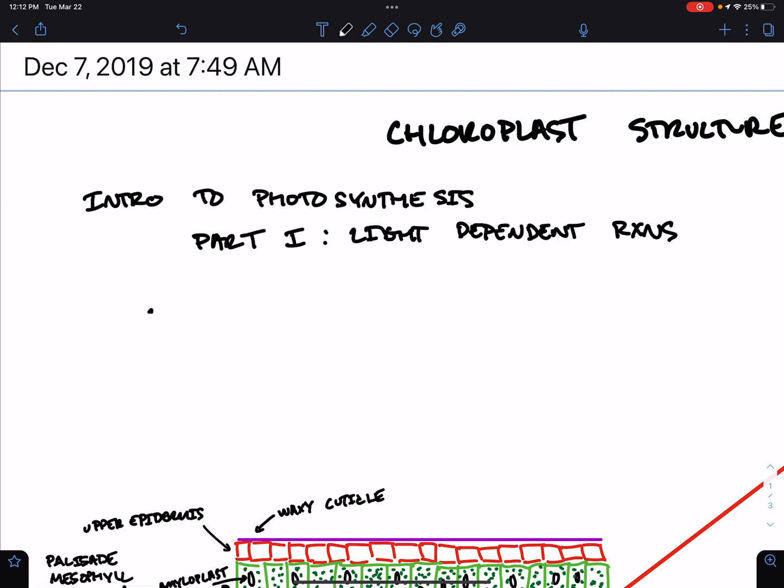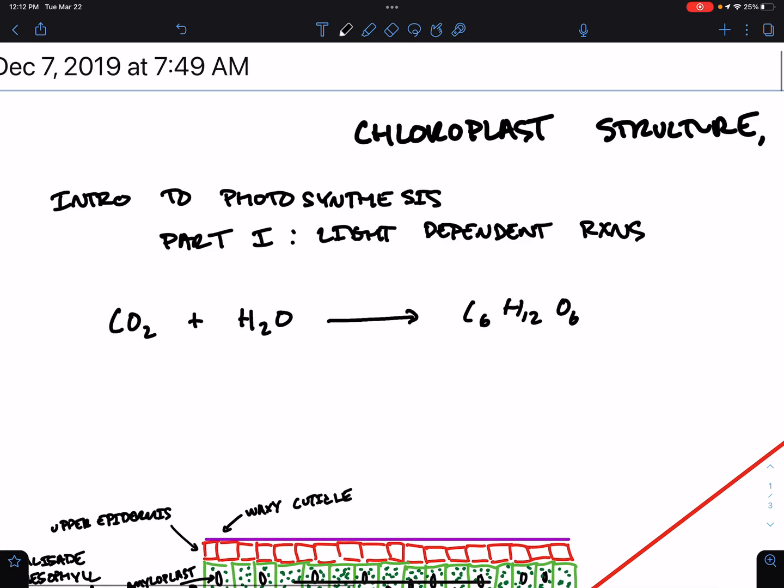Photosynthesis is when we take CO2 and we slam molecules of CO2 together using energy from the sun and electrons stripped from water and turn it into glucose and oxygen, molecular oxygen. So this is the overall unbalanced chemical equation for photosynthesis.